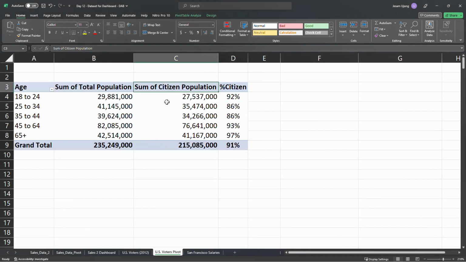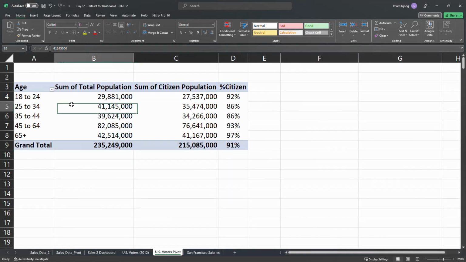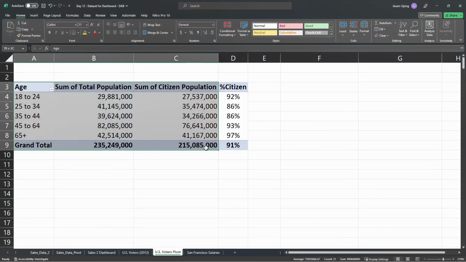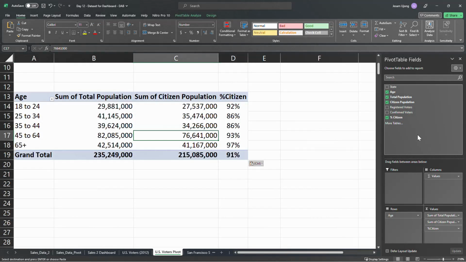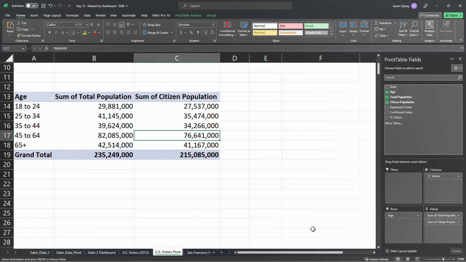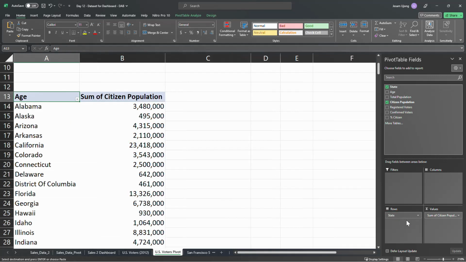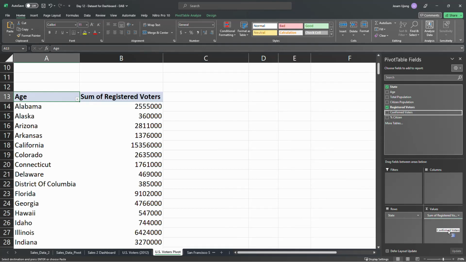Calculated fields. Okay, I'm going to do it again with another option. So let me copy this pivot and paste it here. I'll take away the percentage citizens from here. This time around, maybe we work with states and registered voters. Let's see the registered voters and then the confirmed voters.